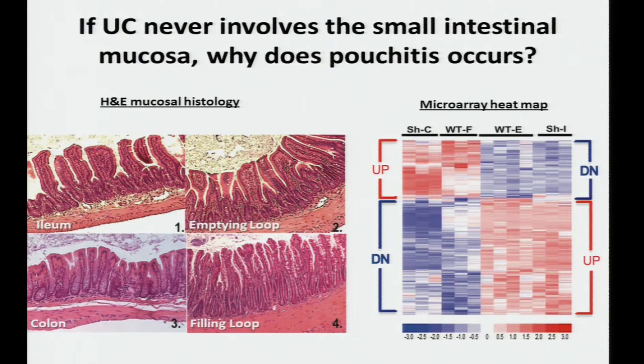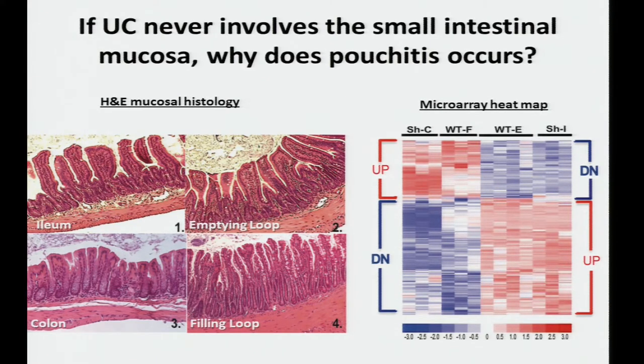Now, the other thing is you have to ask why pouchitis, if it reflects ulcerative colitis, occurs in small intestinal tissue. That's because that's what the pouch is made from. And we have to hypothesize that there are transformations of the small intestine to a large intestine. And this is actually seen in human pouches. But we also show that that is true in the mouse pouch.